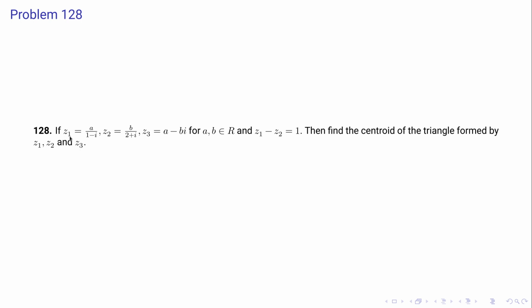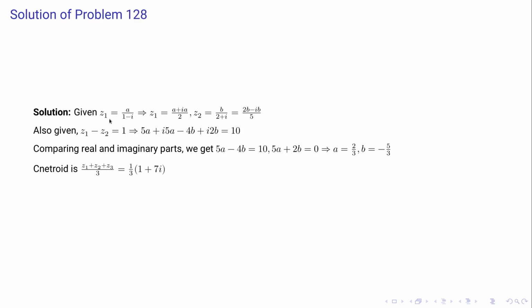Problem 128 says that if Z1 is equal to a by 1 minus I, Z2 is equal to b by 2 plus I, Z3 is equal to a minus bi, where a and b are real numbers, and Z1 minus Z2 is equal to 1, then find the centroid of the triangle formed by Z1, Z2, and Z3. So what we do is we rationalize by multiplying with the complex conjugate.